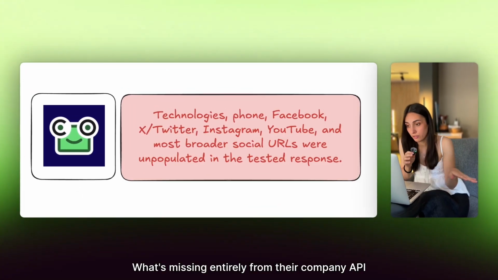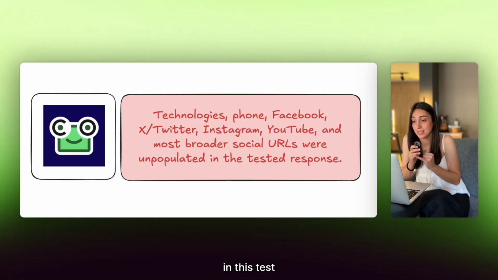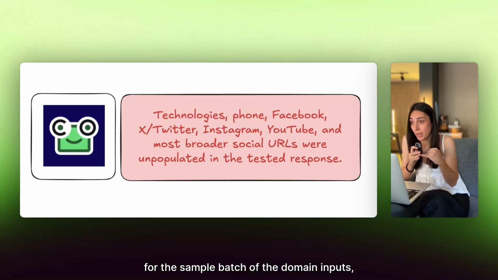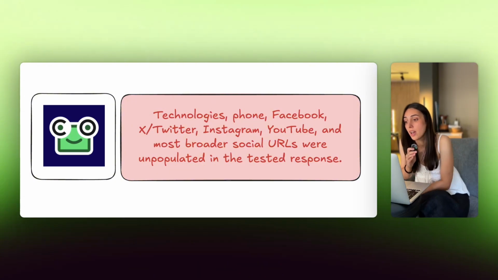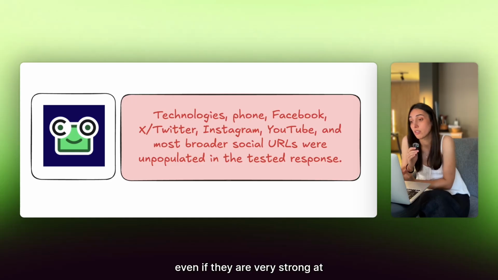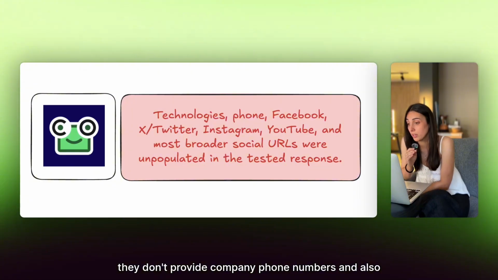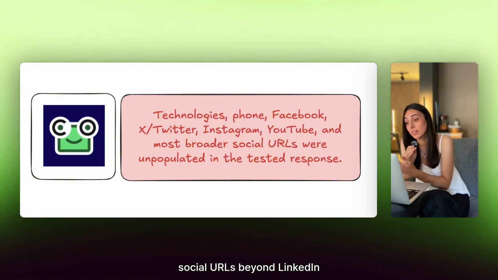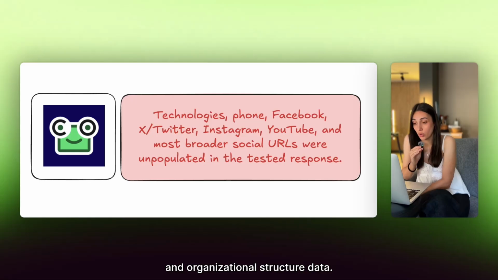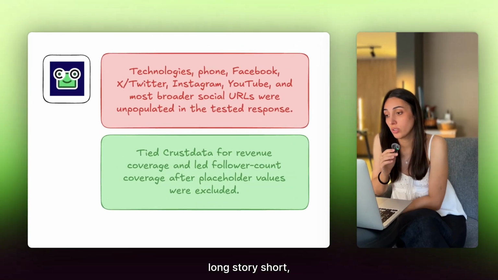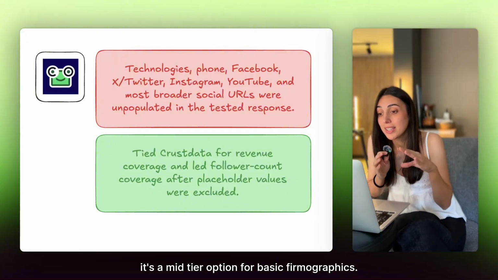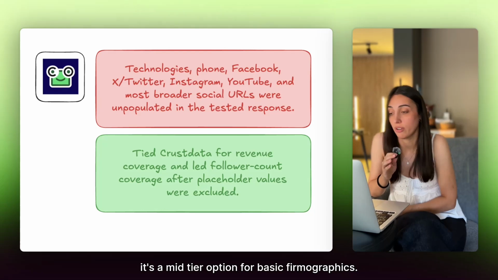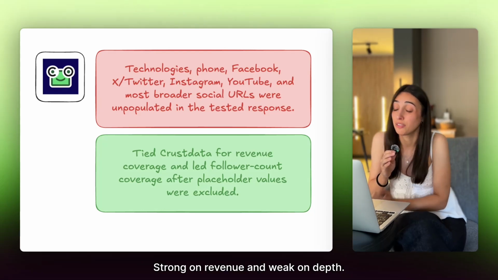What's missing entirely from their company API in this task is tech stack. For the sample batch of domain inputs, they couldn't find the tech stack of any of the domains. Company phones: even though they are very strong at mobile phone numbers, they don't provide company phone numbers. Also missing are social URLs beyond LinkedIn and organizational structure data. So, long story short, if you're evaluating ContactOut specifically as a company enrichment API, it's a mid-tier option for basic firmographics, strong on revenue and weak on depth.